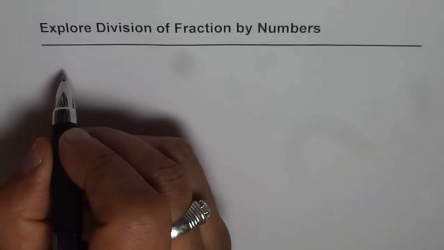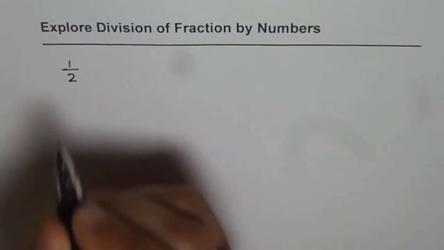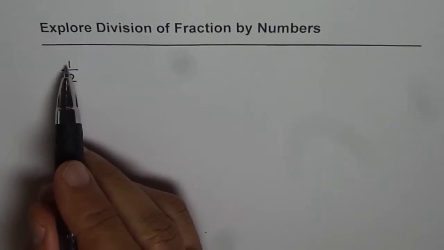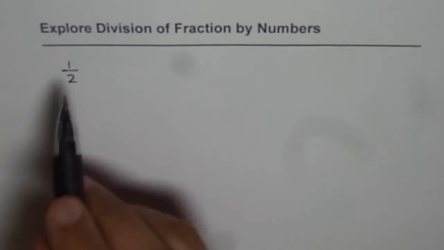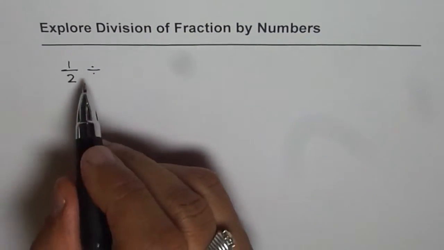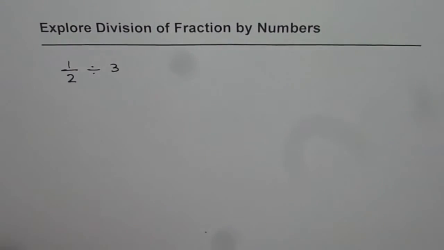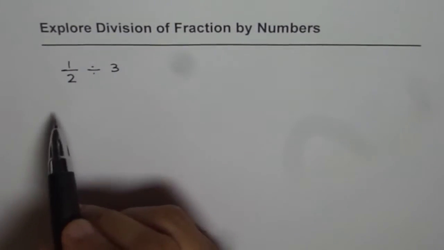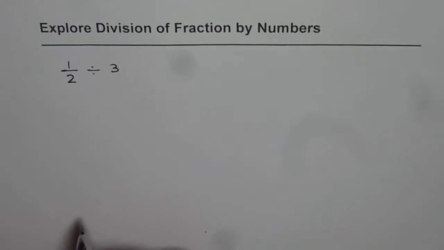So fraction is something of the form, let us start with a simple fraction like 1 over 2. It has a numerator and a denominator, right? We want to explore division of a fraction by a number, and let the number be 3 for example, right? So we want to divide a fraction by a number, in this case half divided by 3. What is it equal to?